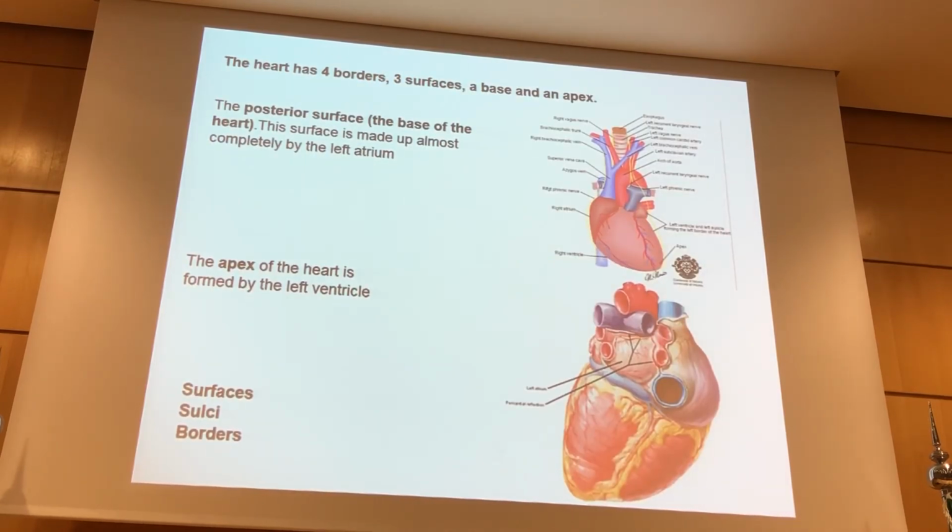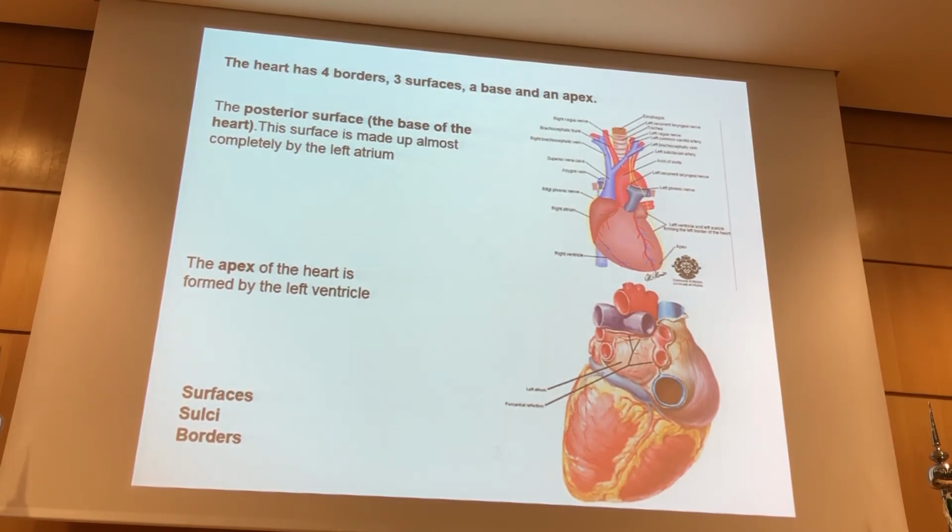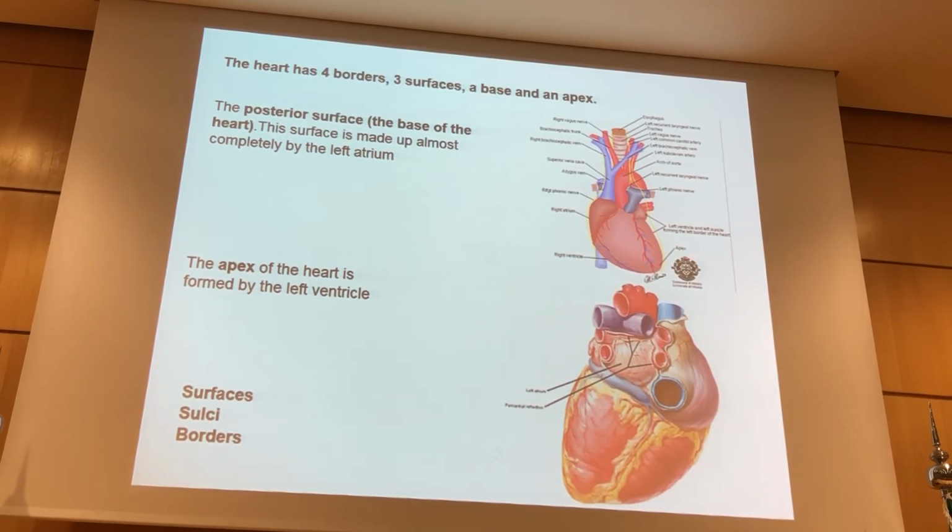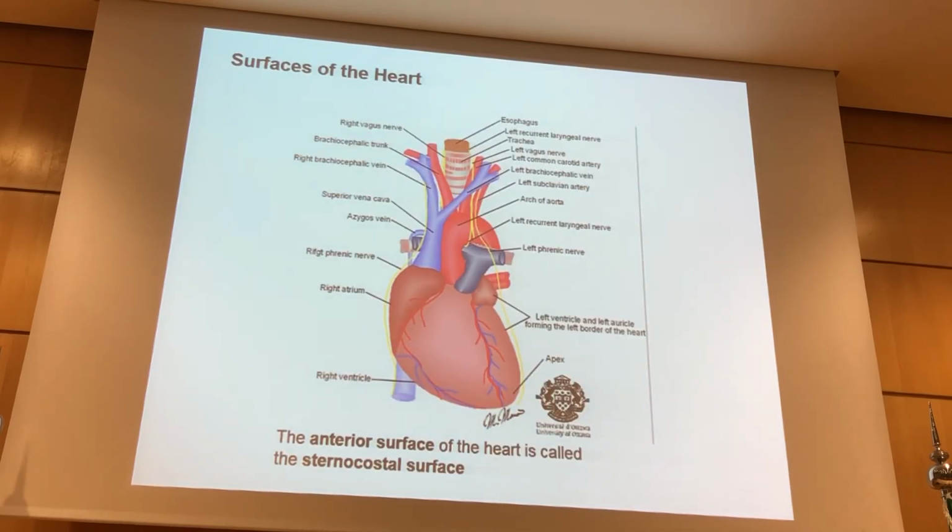Now, when you open the heart, they say it is pyramidal in shape. When you say pyramidal, it has a base and the apex. Apex is the left ventricle, right? The base, as we're going to see later on, is basically the left atrium, as we're going to see later on. But let me do this first.